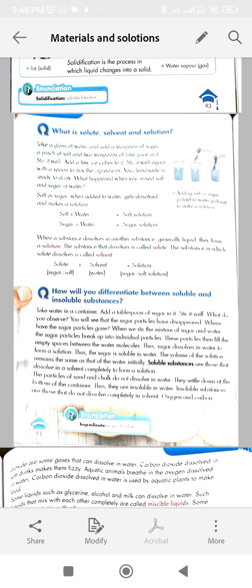Oxygen and carbon dioxide are some gases that can dissolve in water. Carbon dioxide dissolved in soft drinks makes them fizzy. Aquatic animals breathe in the oxygen dissolved in water. Carbon dioxide dissolved in water is used by aquatic plants to make food. Some liquids such as glycerine, alcohol and milk can dissolve in water.